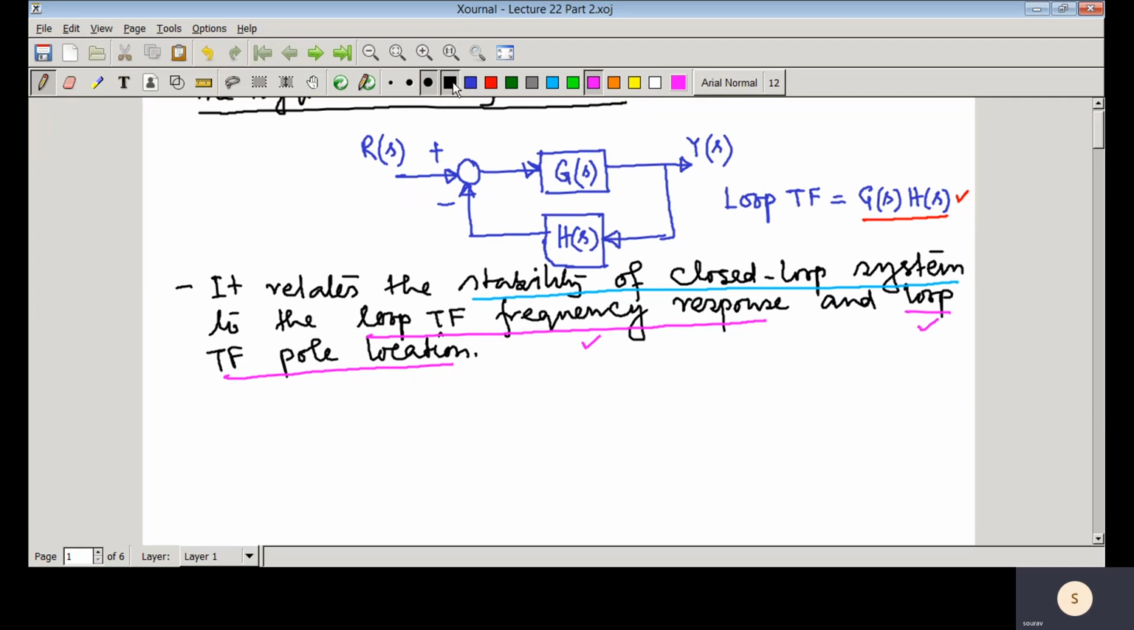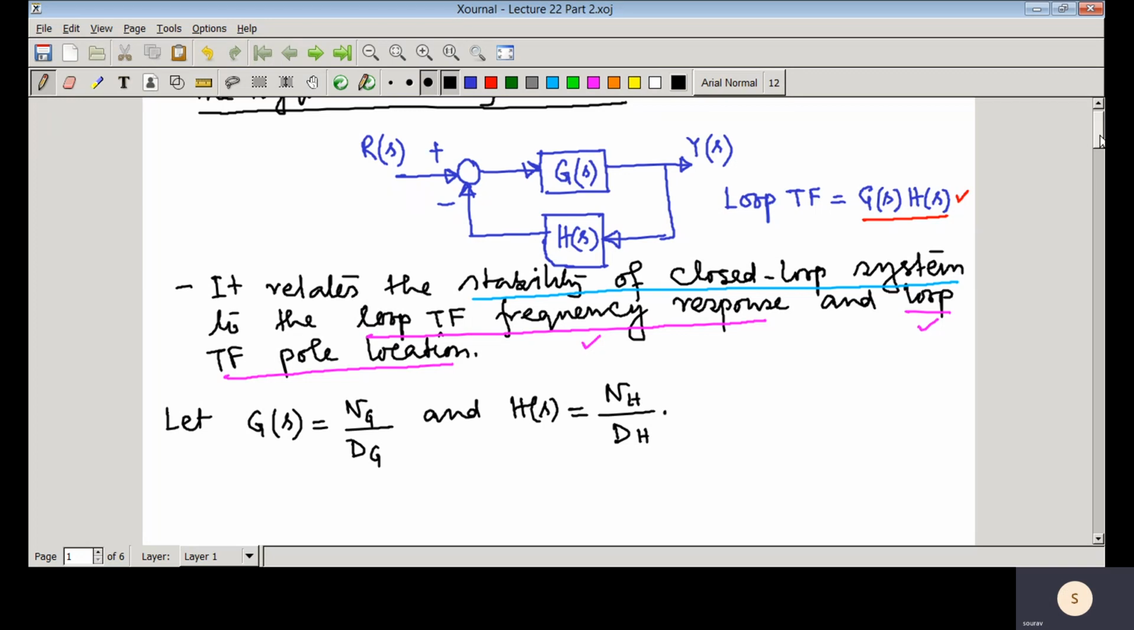Before that, we need to understand the poles and zeros of the loop transfer function. Let G(s) be the open loop plant. It is a rational transfer function, so we represent it with a numerator and denominator: NG is the numerator polynomial and DG is the denominator polynomial. And suppose H(s) is the transfer function with numerator polynomial NH over denominator polynomial DH.